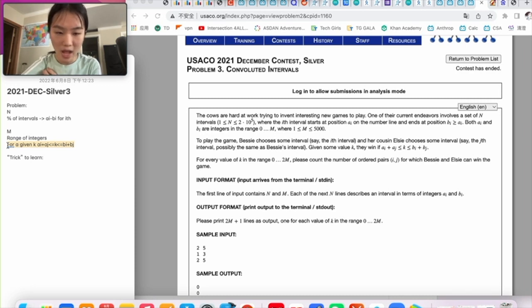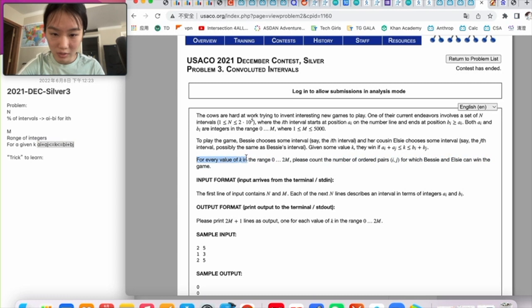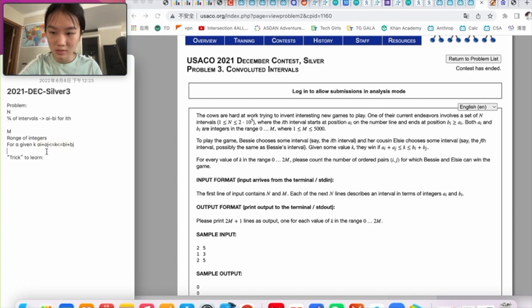Here, I guess I'm a bit confused what we're going to do with this problem. This is only a property that if we satisfy it, they will win. But what are we going to count? Let's see next. For every value of K in the range 0 to 2M, there are 2M plus 1 values of K, and please count the number of ordered pairs IJ in which B and E can win a game. This is the most important sentence in this problem, I guess. So we're going to count, for each K in the range 0 to 2M, the number of ordered pairs IJ that can win.